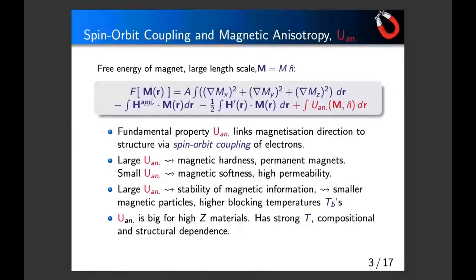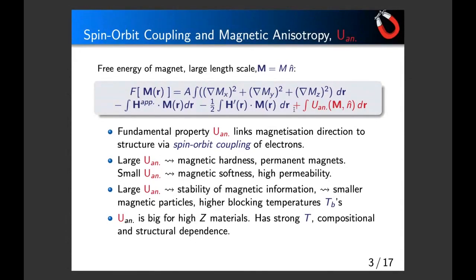The second term is just the interaction between the magnetization and an applied field. The third term is a kind of effective demagnetizing field that's set up within the system because the system has a magnetic structure, which is the magnetostatic term. And then the last term, which I've put in red, is the piece that I'm going to spend most of the time on. So this is the anisotropy term.